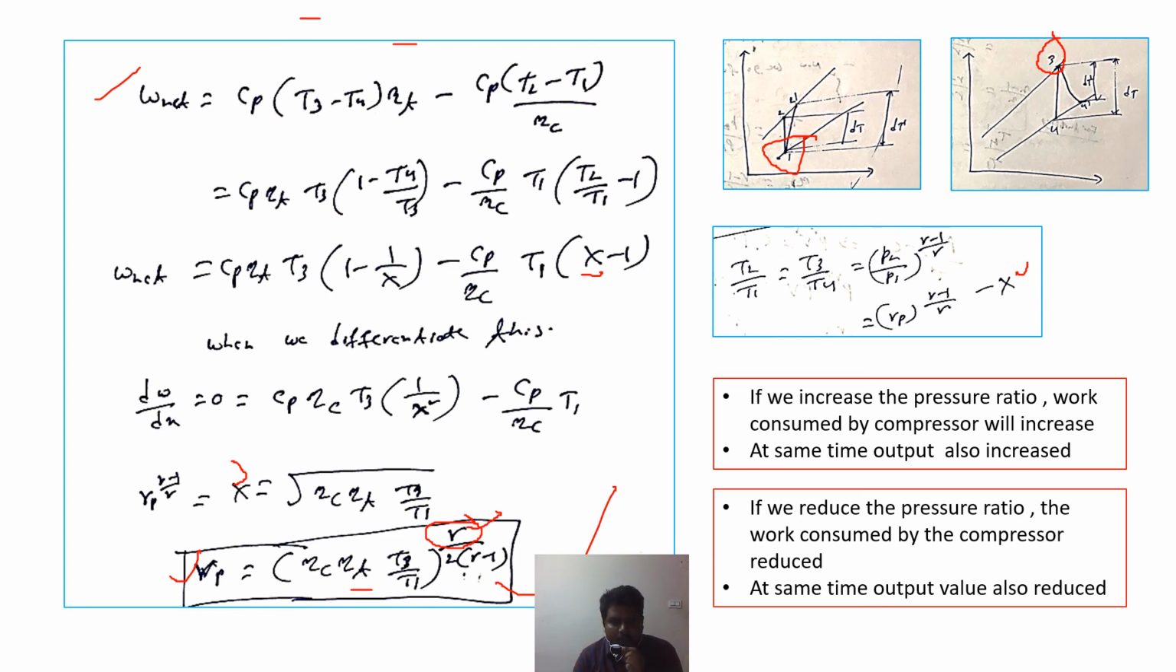Okay. Here one more point is, if we increase the pressure ratio of the compressor, at the same time the output of the compressor also increases. Same way, if we decrease the pressure ratio of the compressor, the output of the turbine will decrease. Okay. With this I stop here.